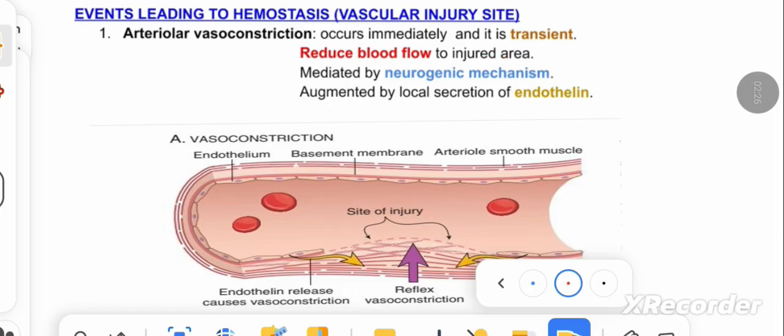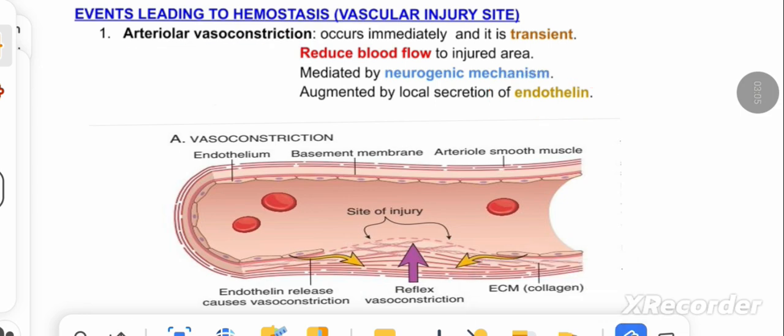Okay, now what activates this arteriolar vasoconstriction? Mostly it is a neurogenic mechanism. It involves the neurons. After the neurons have activated this arteriolar vasoconstriction, it will be augmented, it will be exacerbated by secretion of endothelin. So endothelin is a vasoconstrictor which is mostly secreted by injured endothelium. So the injured endothelial cells will secrete this endothelin. So this endothelin is a vasoconstrictor. It will lead to further arteriolar vasoconstriction.